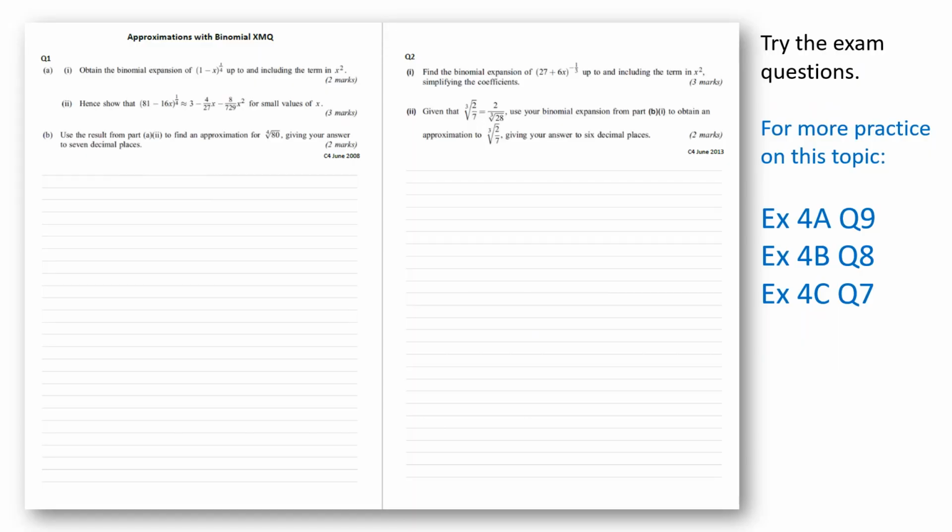Now you've got a couple of exam questions to have a go at. Both of them follow a similar format. You're going to perform a binomial expansion, and having done so, you're going to make use of your expansion to calculate an approximation for an irrational number. In one case, it's the 4th root of 80. In the other case, it's the cube root of 2/7. When you've done that, there are a few extra questions from the textbook that you can try on a similar theme if you want more practice.